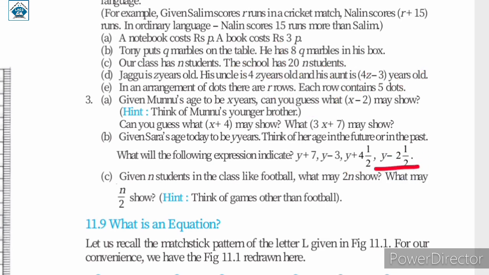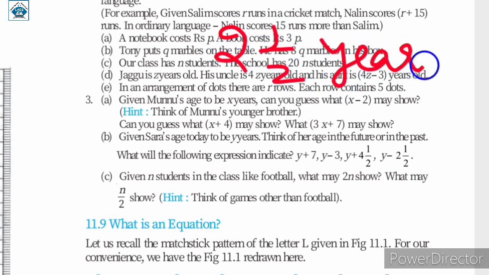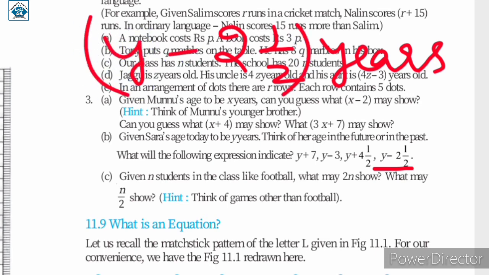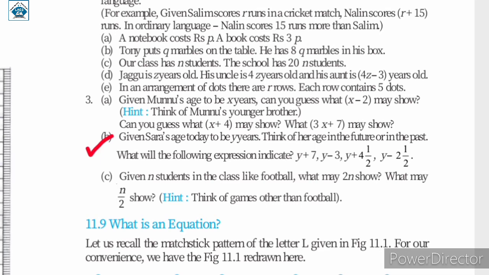And here we have y minus 2 and a half. So this will be her age 2 and a half years before, क्योंकि this is from the past because here we have the sign of subtraction. So y minus 2 and a half years shows Sarah's age 2 and a half years back. Now since the B part is similar to the A part, and we have already discussed this in detail, you need to write the solution of the B part on your own in your notebook properly.